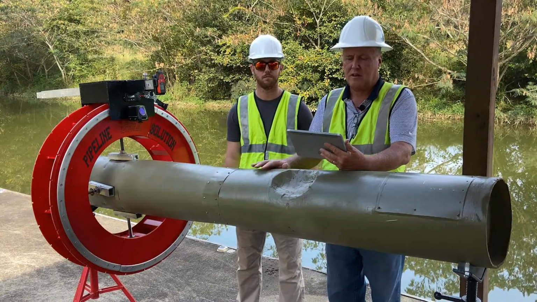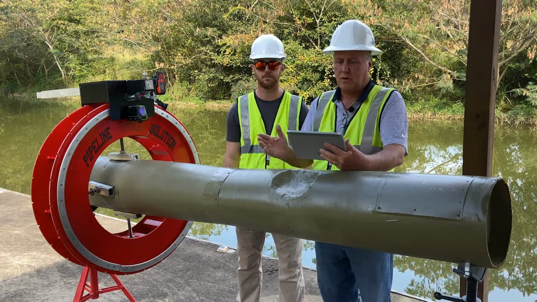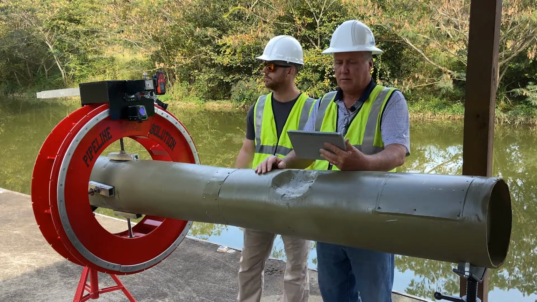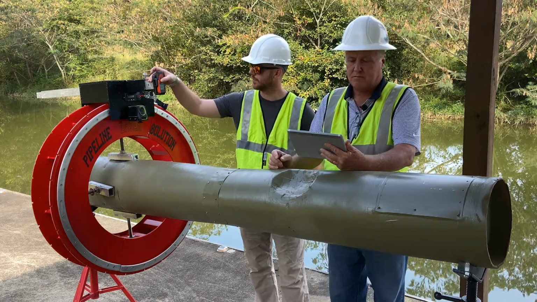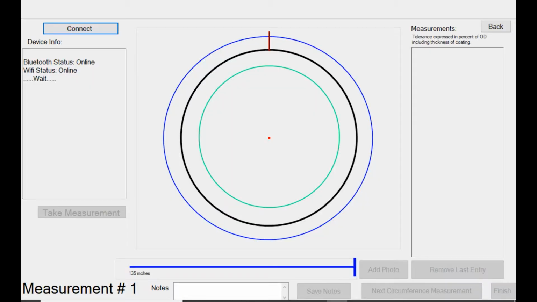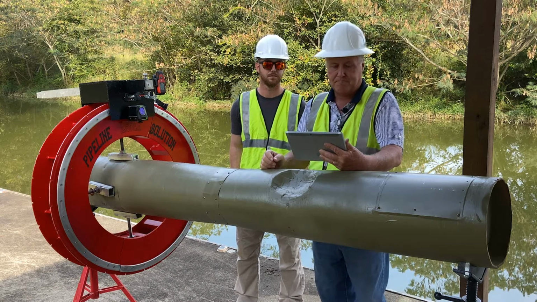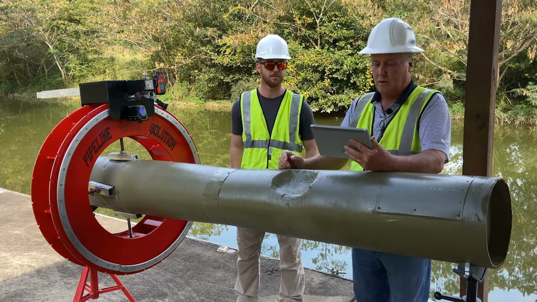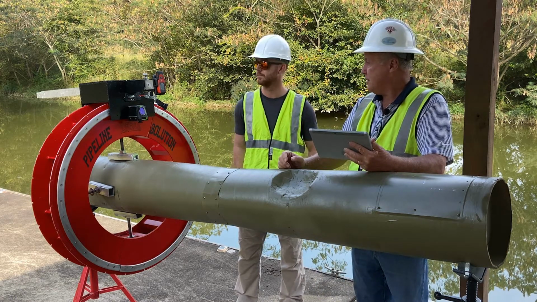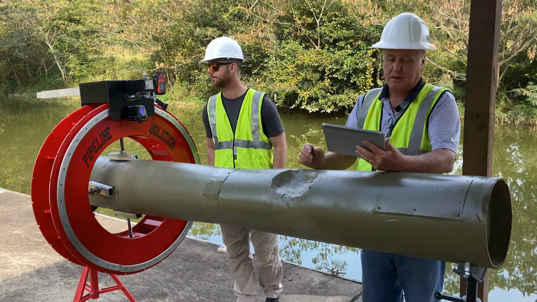Okay, now Keith is going to turn on the laser, and we're going to pair this tablet up to the system. Got it? Okay, now we're going to connect, and that connects us to there. It's a Bluetooth connection. All right, we're on the starting position, right? Okay, we're going to go ahead and take our first measurement.